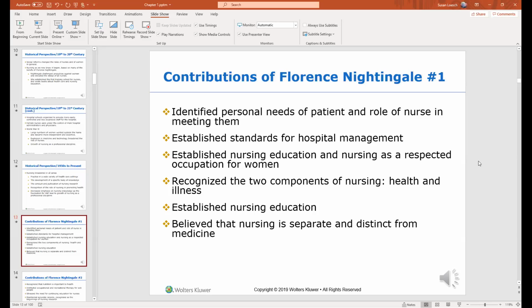So Florence Nightingale, what kind of contributions did she make? Helping identify personal needs of the patient and the role of the nurse and how that is geared towards meeting those needs of the patient. Also helping establish nursing education, standards for hospital management, helping nursing to become respected as a profession and an occupation for women, recognizing components of nursing, health, and illness, and helping the nurses establish education. Also, believing that nursing is a separate and distinct medicine.